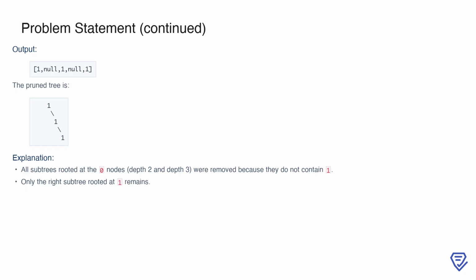After pruning, the tree retains only the nodes that either contain a 1 or lead to a subtree containing 1. In the visualized pruned tree, we see that the root node 1 is preserved, and so is its right child 1, along with that right child's right descendant 1. All other subtrees rooted at nodes with the value 0 were removed because they do not contain the value 1. This includes the entire left subtree of the root and the left subtree of the right child. Essentially, any part of the tree that doesn't satisfy the condition of containing at least one 1 is eliminated.